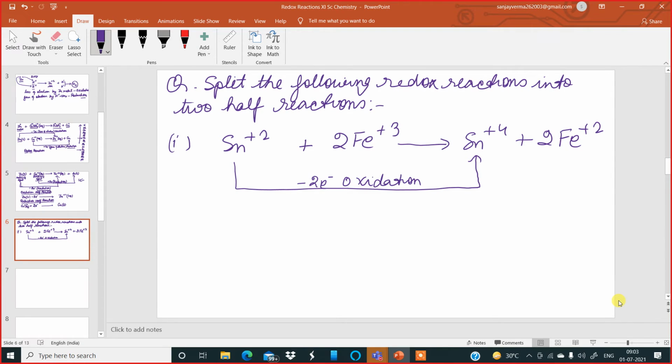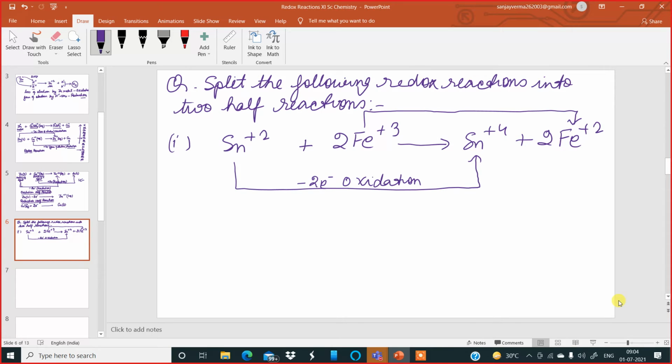Then now look at Fe plus 3. There are two of them. Fe plus 3 is becoming Fe plus 2. So how can you make plus 3 into plus 2? By gaining electrons. How many electrons?